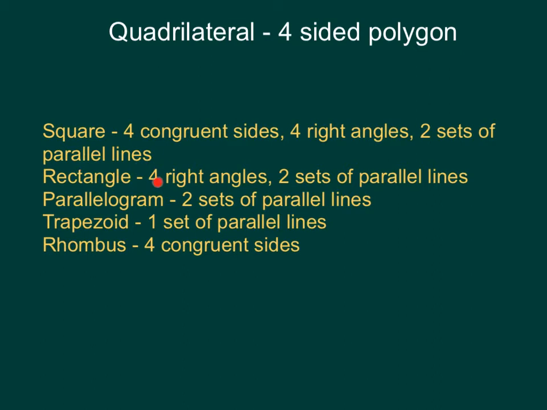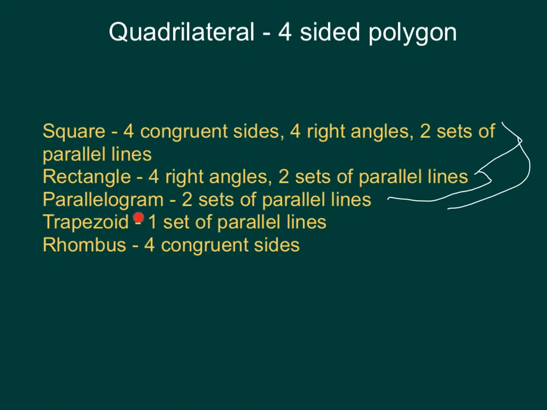A rectangle is 4 right angles and 2 sets of parallel lines. So if you see, a square is also a rectangle, but a rectangle is not always a square. But that's just a little fun fact for you. A parallelogram, which is this word right here, has 2 sets of parallel lines. So if we notice, a square is also a parallelogram, and a rectangle is also a parallelogram. You'll see a lot of these kind of relate to each other.